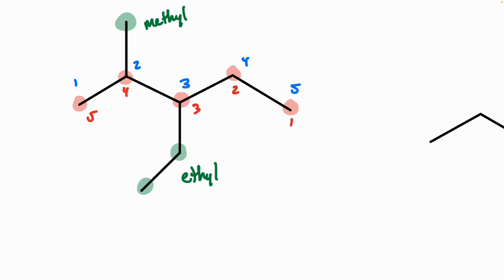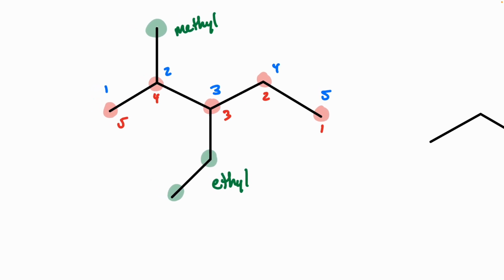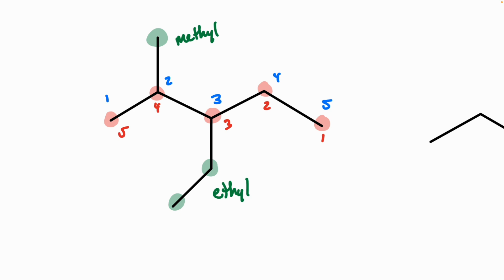All right. I'm going to compare these two numbering schemes by looking at what numbers would end up in my name. If I pick the blue numbering scheme, it would be a 2 and a 3. And if I pick the red numbering scheme, it would be a 3 and a 4. So which one am I going to go with? The blue numbering scheme. I want the lowest possible number in my name.